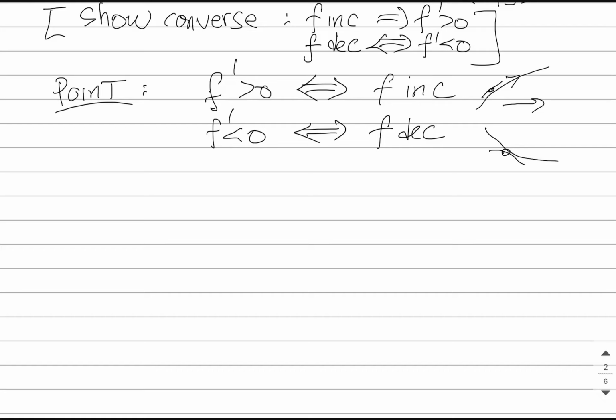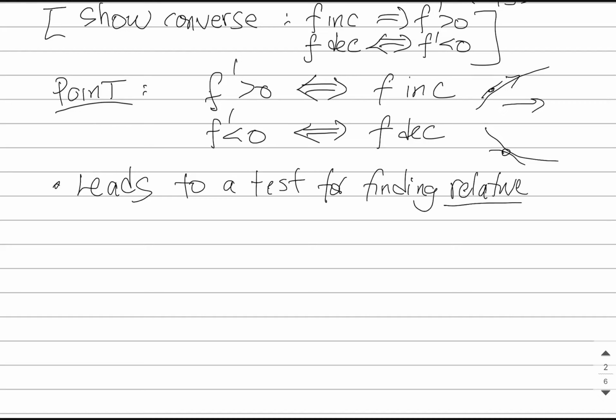So this leads to a simple way of figuring out relative minima and maxima. So it leads to a test for finding relative minima and maxima. And that was kind of what our ultimate goal is in chapter 4. We want to be able to figure out how or where a function has its high points and low points. And it doesn't have to be absolute. Any local one will do. So this is something called the first derivative test.